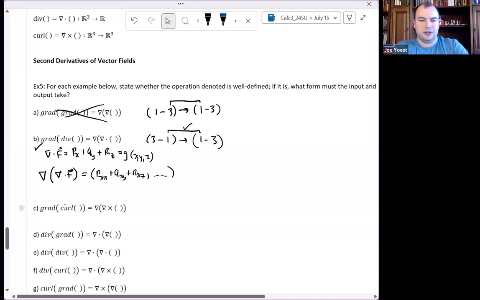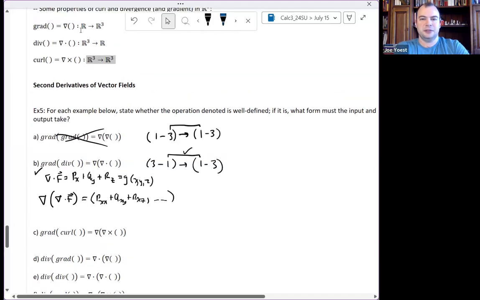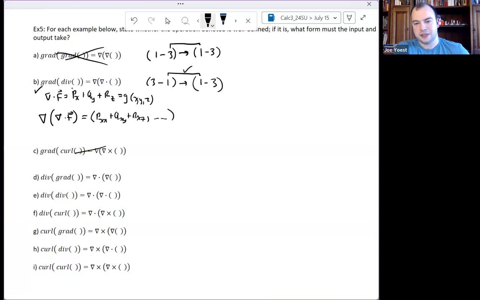Can I take the gradient of a curl? Well, a curl takes as input a vector field and gives as output a vector field. But gradient wants a scalar function as input. It doesn't want a vector field. No, I can't do this.